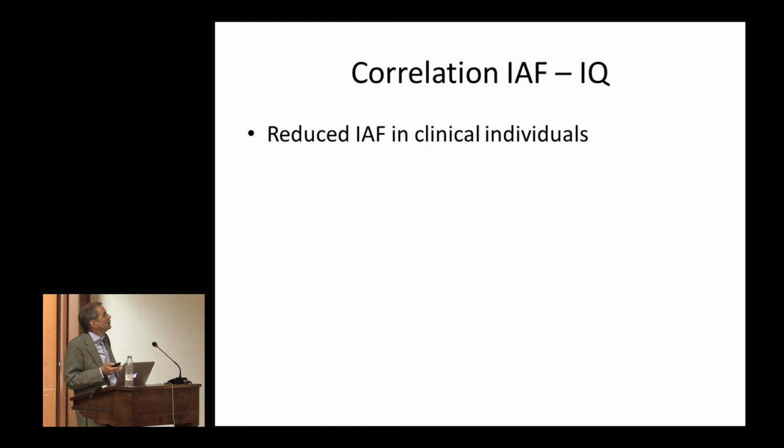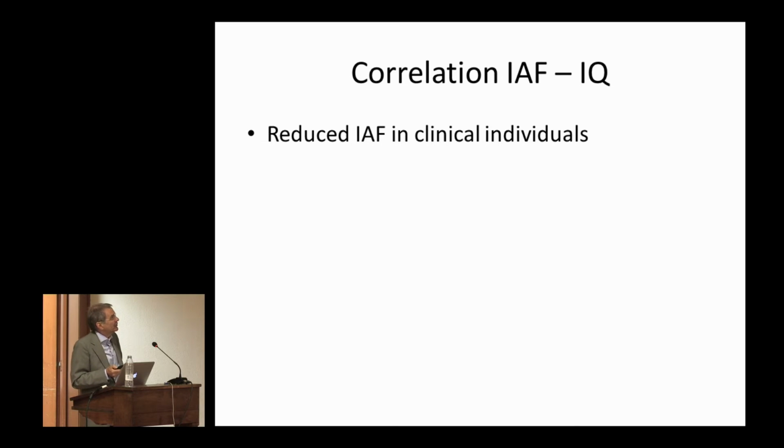You have a reduced individual alpha frequency in different clinical groups, such as Alzheimer's, dementia, and similar. But the problem is that you cannot use this as a biomarker. Even though they are statistically lower, they are not so low that you would say, okay, he has an individual alpha frequency of 8 point something, this means he is schizophrenic. This is not working. It is just in the averages where you can see this.